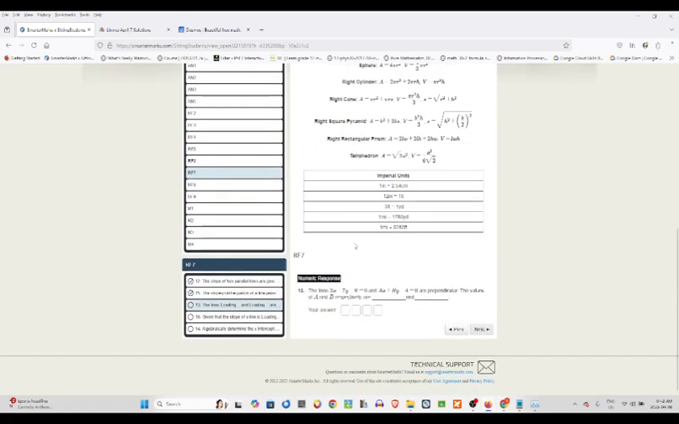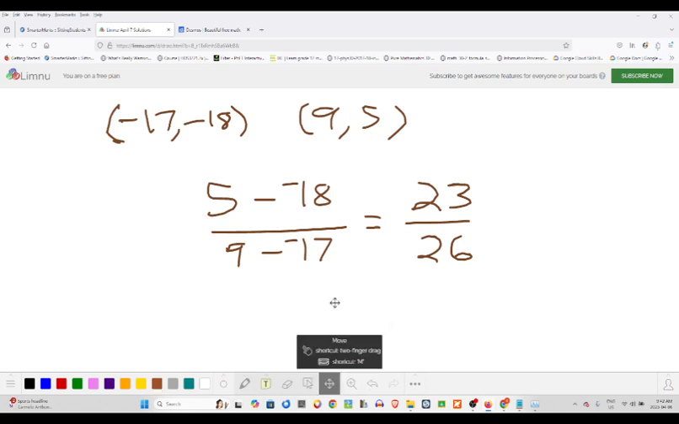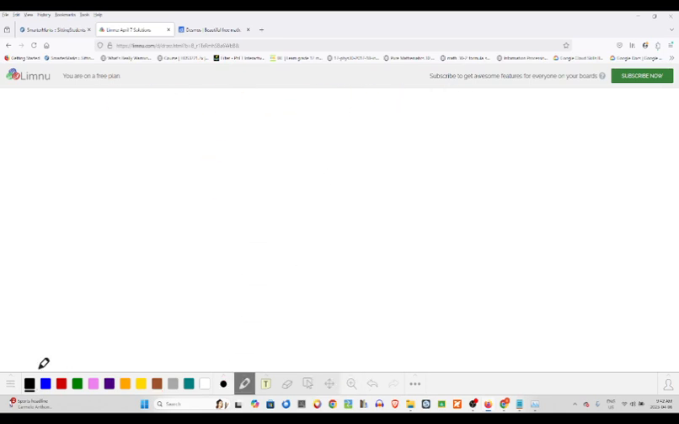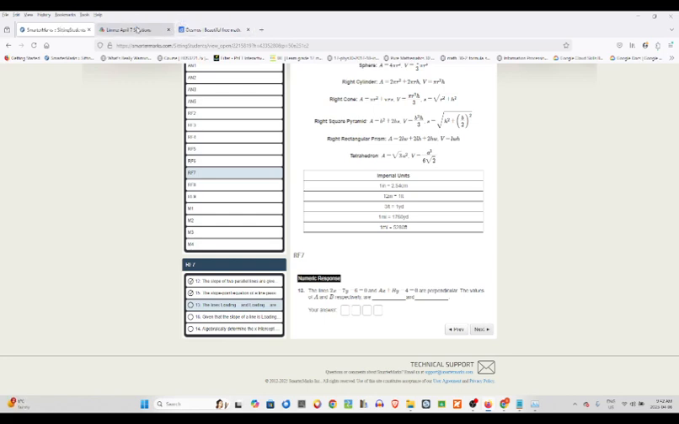All right, numeric response 13. These lines are perpendicular. The values of A and B respectively are. Well, let's take a look at how we can figure that out. Our first line, 2x minus 7y minus 6 equals 0.